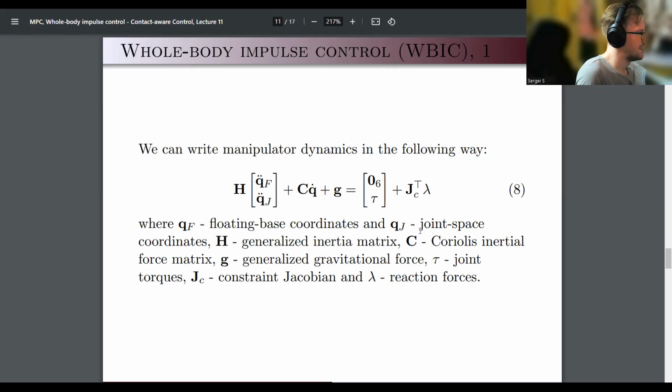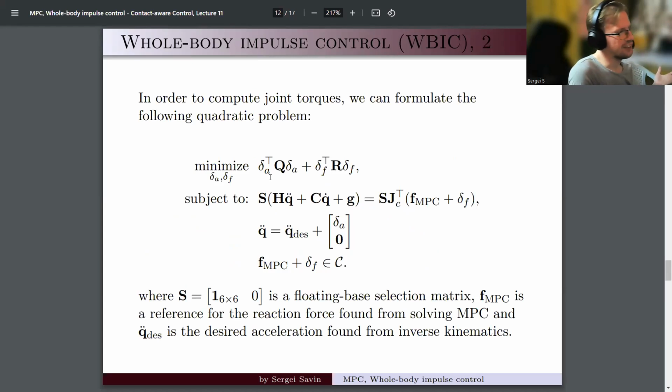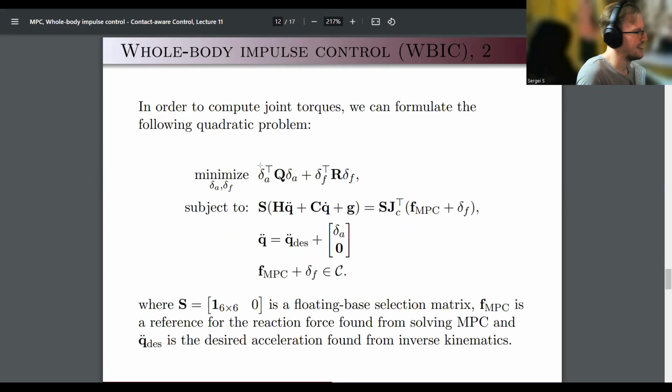Now, here is how this controller looks as a QP. So let's just study it carefully, line by line. What they propose is to minimize some quadratic cost. We'll go back to what it means in a second. Subject to.